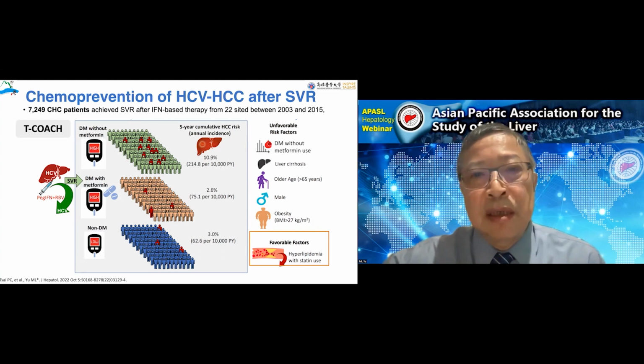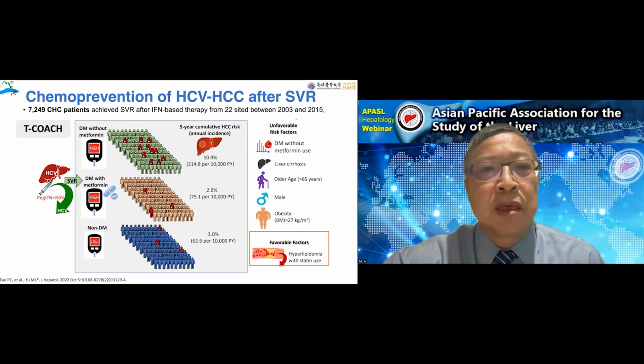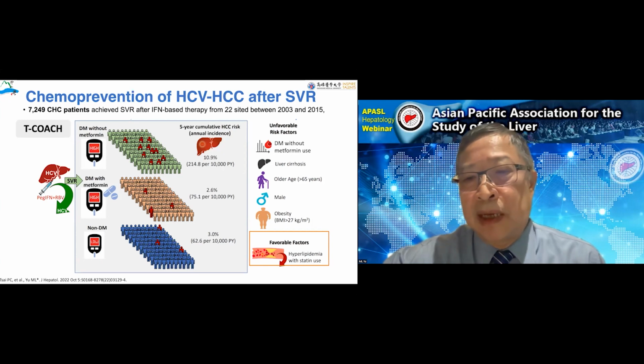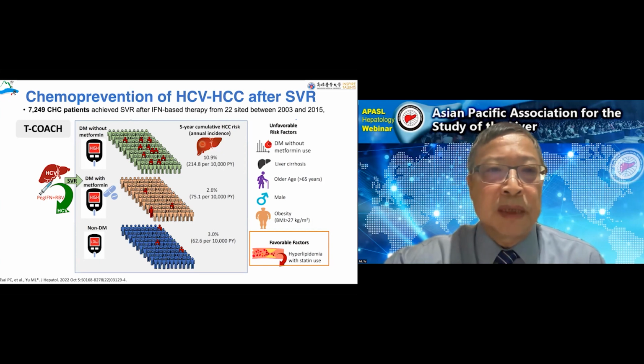So our data implicated that in patients who have eradicated HCV but are still at risk of hepatocellular carcinoma, using metformin for diabetic patients and statin for hyperlipidemia patients could serve as chemopreventive agents for HCV-related HCC after viral cure.